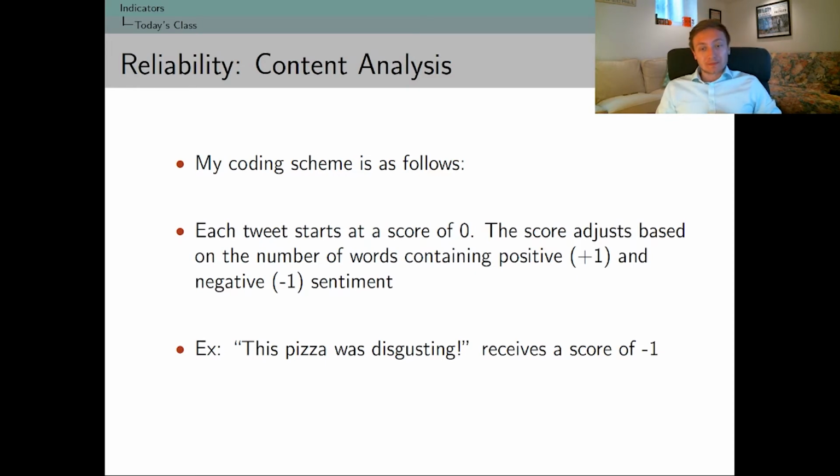So my coding scheme goes like this. Each tweet I start at a score of 0. I just take the tweet and I assign a score of 0. Then I adjust the score. I bump it up or I pull it down based on the number of words that contain, in my estimation, positive or negative sentiment. And so really this is the only rule that I have. And so, for example, I might see a tweet that says, "This pizza was disgusting." And I might say, okay, disgusting is a negative word, and so I'm going to assign it a score of -1. And so -1, there's no other words with any sentiment, right? These are just normal words that don't really have sentiment attached to them. And so the tweet overall gets a score of -1.